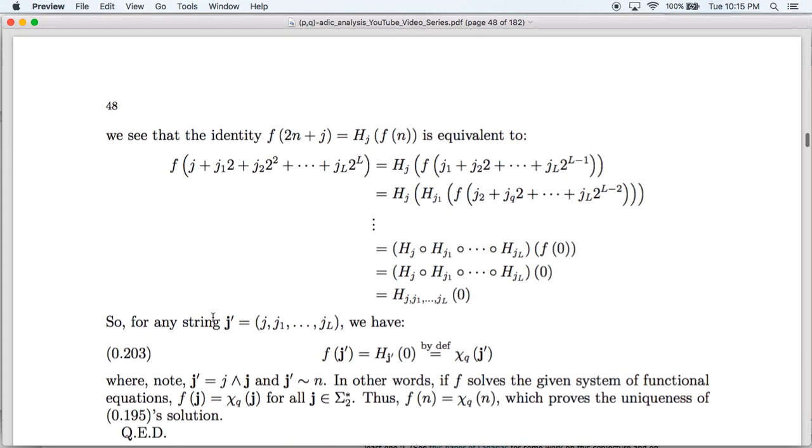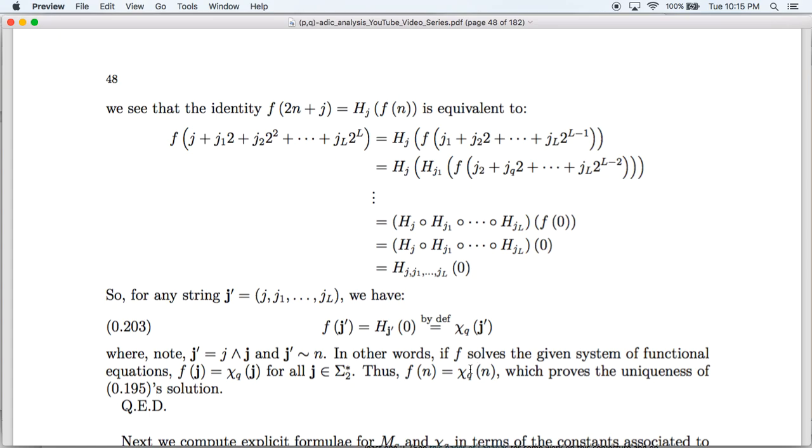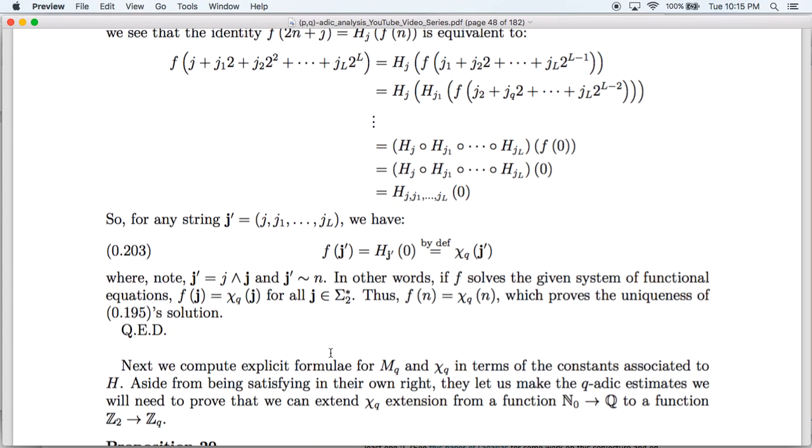And so for any string bold j prime, we have that h of bold j prime is h of bold j prime of 0, which by definition is chi-q of bold j. So if f solves the given system of functional equations, f of bold j equals chi-q of bold j for all bold j, and so f of n equals chi-q of n for all n, which proves uniqueness. Boom. So next, we compute explicit formulae for mq and chi-q in terms of the constants associated to h.